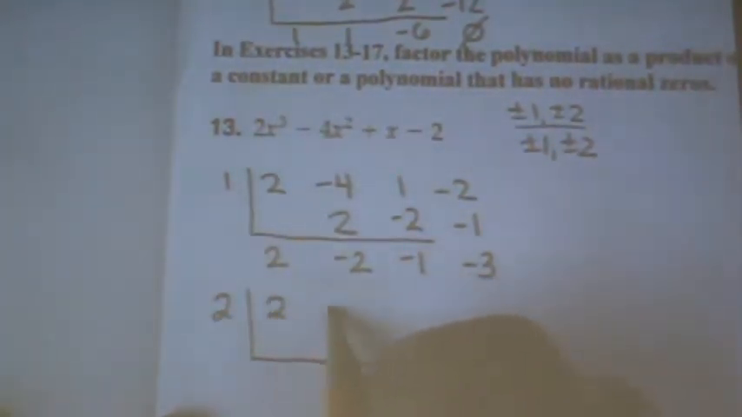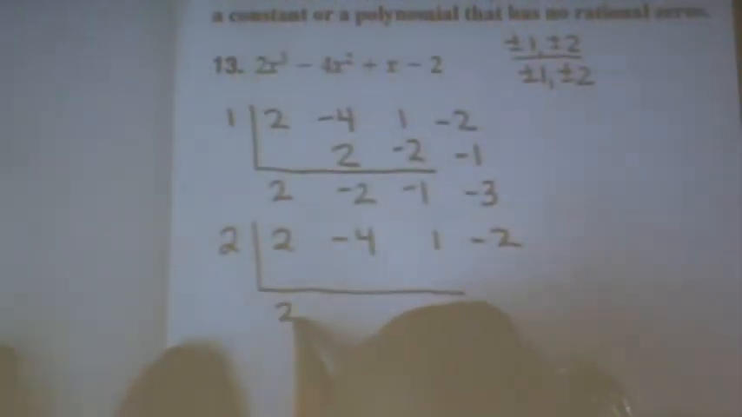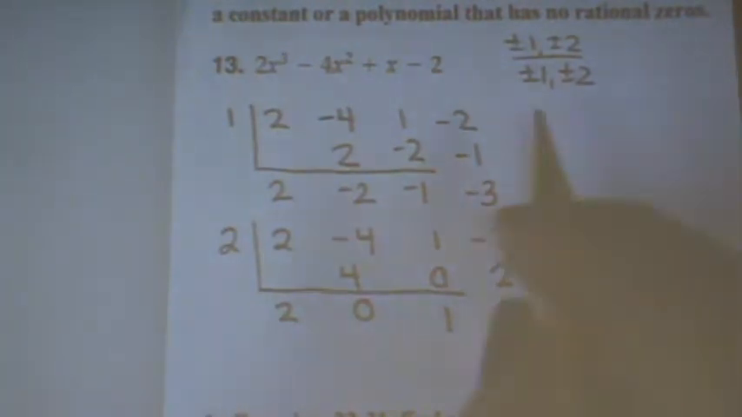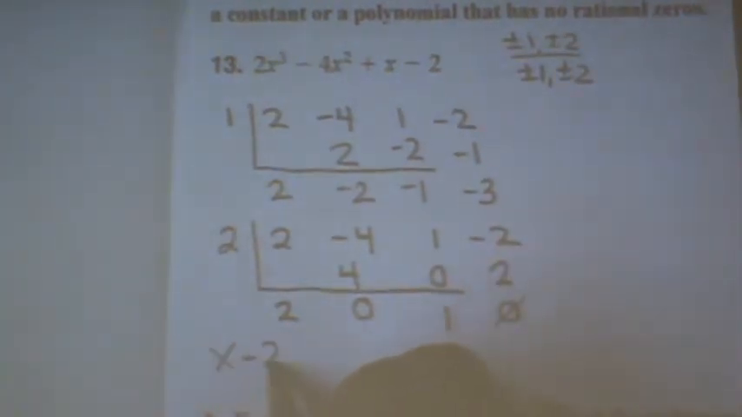So we have 2, negative 4, 1, and negative 2. Bring down the 2. 2 times 2 is 4. Add, multiply, and add, and you get your first 0. So x minus 2 is your first factor, and then you have 2x squared plus 0x plus 1.